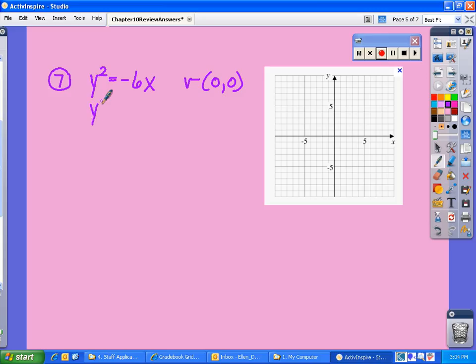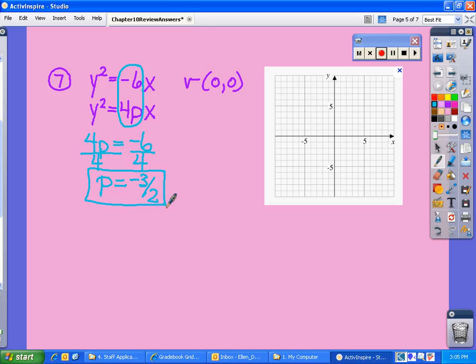We are going to compare this equation to y squared equals 4px. Notice that the y squareds and the x are the same. And therefore, we can figure out our p-value by setting 4p equal to negative 6. We'll divide both sides of the equation by 4, and we'll find that p equals negative 3/2.